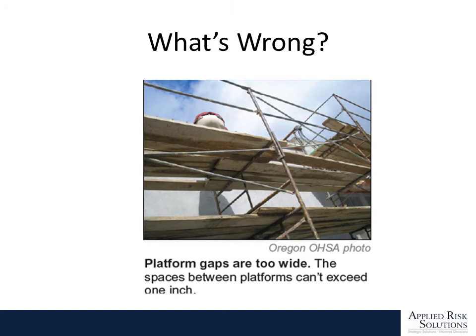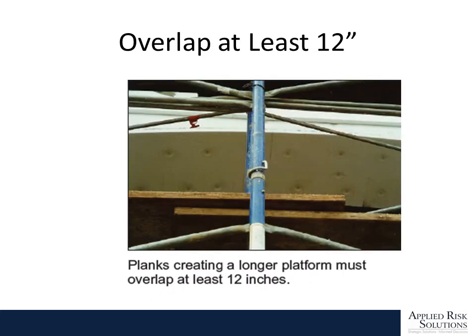What's wrong with this? Several things. You've got more than 1 inch gap between your planks. You've got no toe boards here either. What's wrong with this? Well, there's no toe board. But the overlap looks pretty good. It looks to me like they're overlapped right at 12 inches.